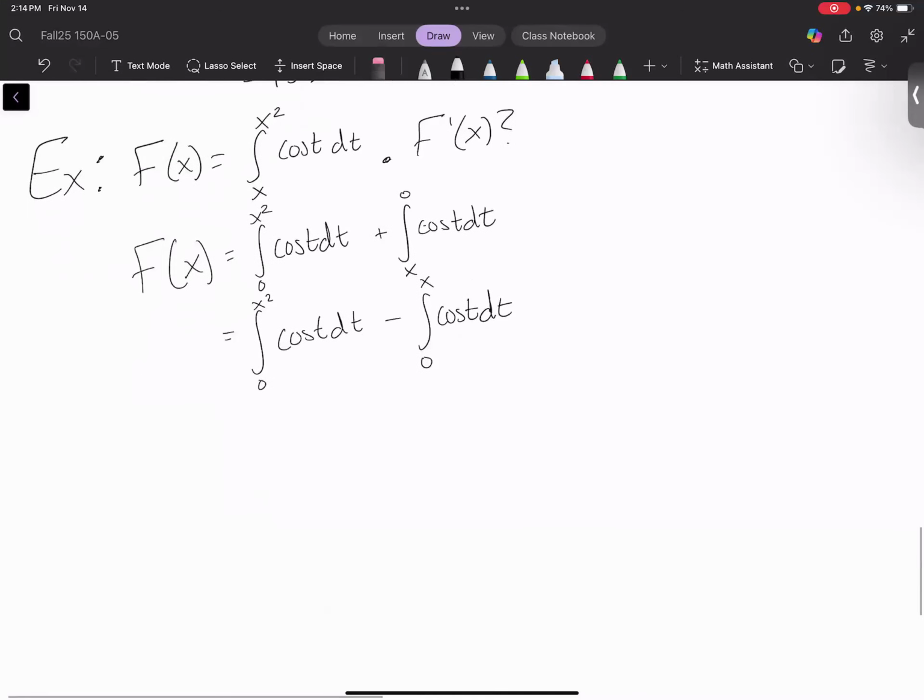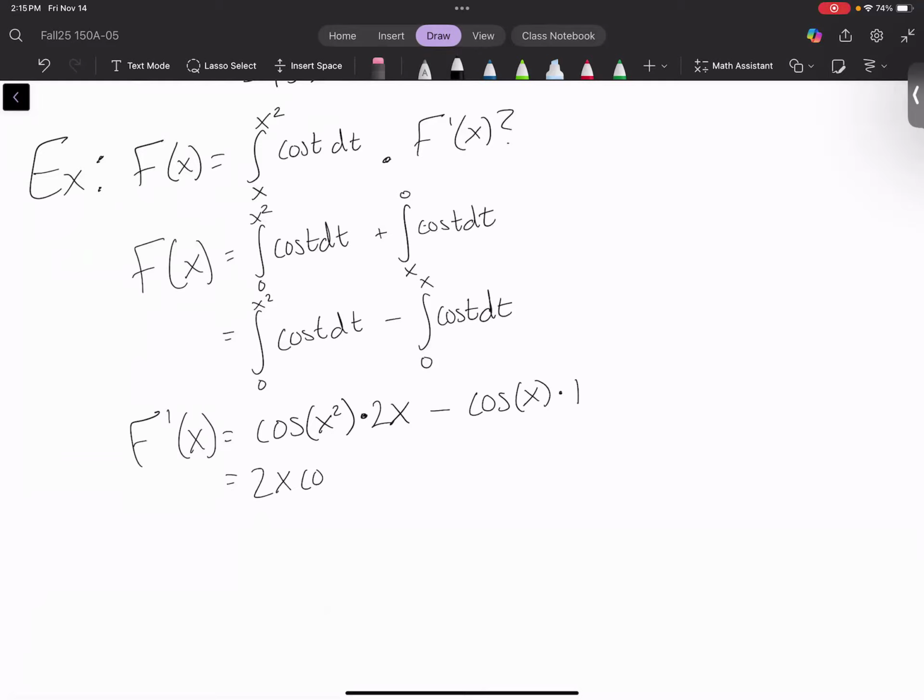Okay. Now we can take the derivative. So f prime of x, this is going to be, so we plug in the bound, so cosine of x squared. Then we multiply by the derivative of the bound, 2x. Okay. Then we get minus, and then we get cosine of x times 1. Okay. So that's 2x cosine of x squared minus cosine of x. Okay. And then we cannot simplify that any further.